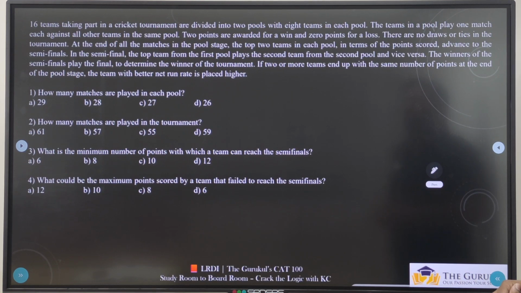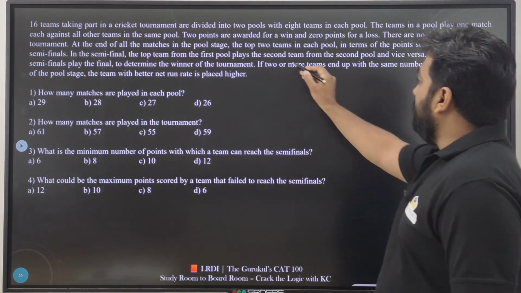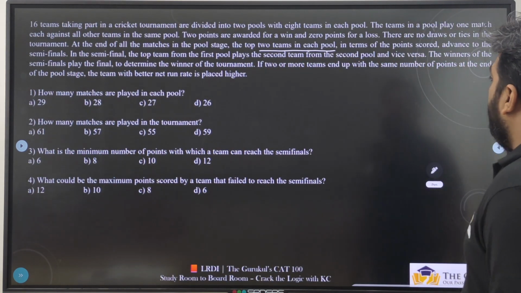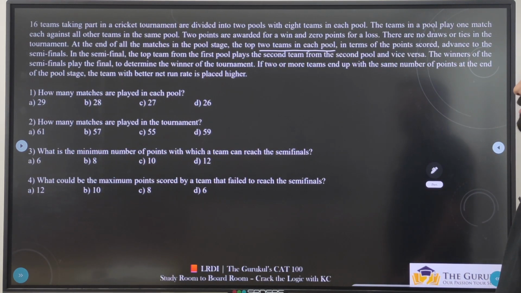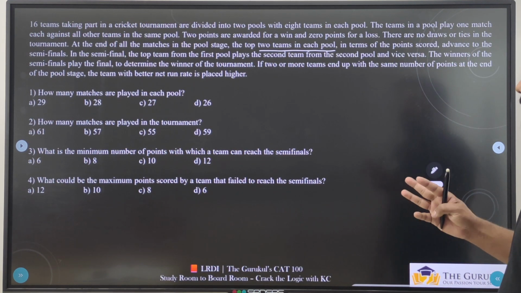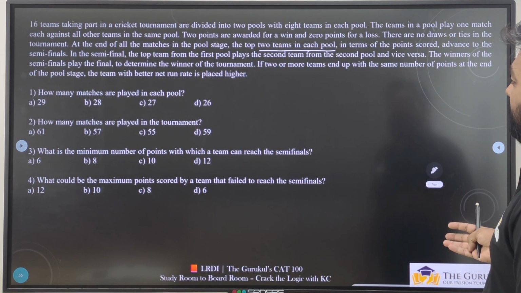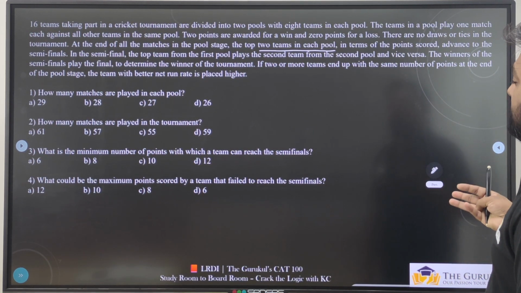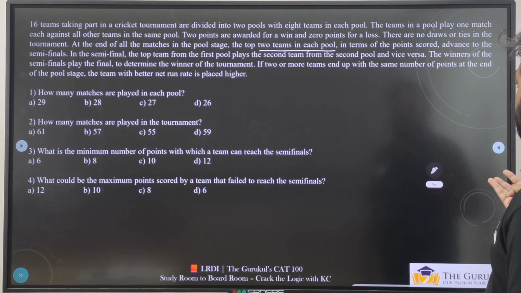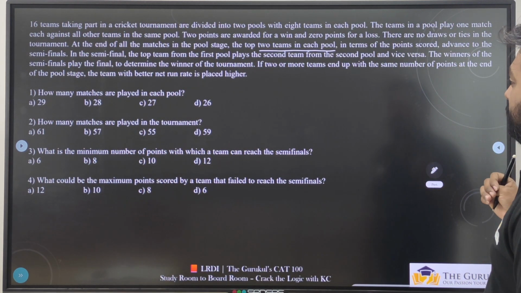At the end of all the matches in the pool stage, the top 2 teams in each pool in terms of points scored advance to semifinals. So in both the pools, 2 teams are going to semifinals. In semifinals, the top team from the first pool plays with the second team from the second pool, and the second team from the first pool plays with the top team from the second pool, and vice versa. The winners of the semifinals will go for the finals to determine the winner of the tournament.